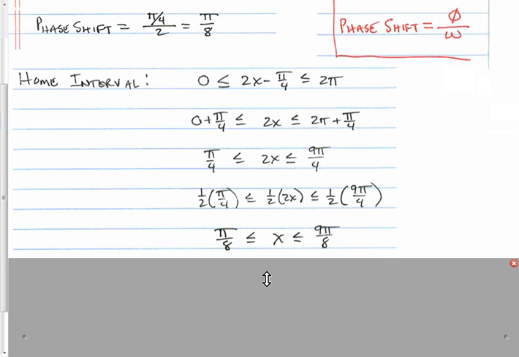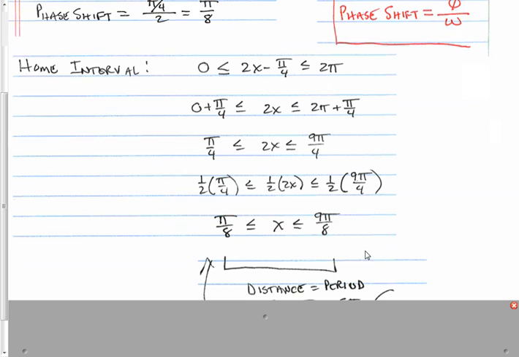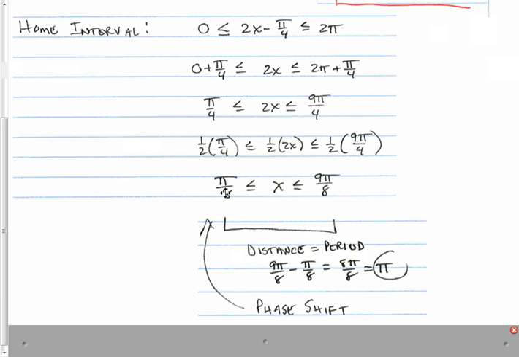And just as a little reminder, the idea is in this home interval, the distance between the beginning of the home interval and the end of the home interval has to be the period that we calculated. We calculated the period to be pi, and if we take 9 pi over 8 and subtract pi over 8, we get 8 pi over 8, which is pi. So that is the period, and that's always going to be the case. The home interval goes through one cycle or one period. And to show you one other thing, the number where this home interval starts, that pi over 8, is the amount of the phase shift, because that's how much we're shifting that home interval, or the graph is being shifted. So as we go through this, you can double check that you've done it correctly.